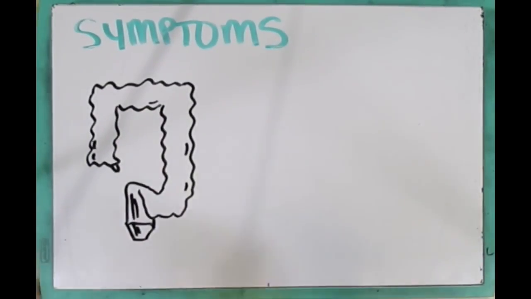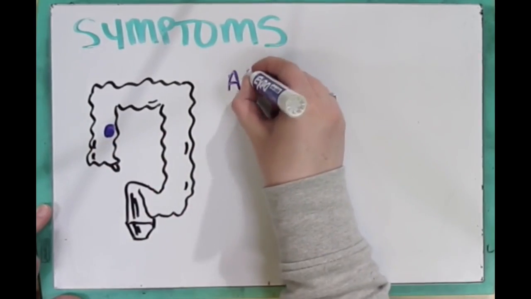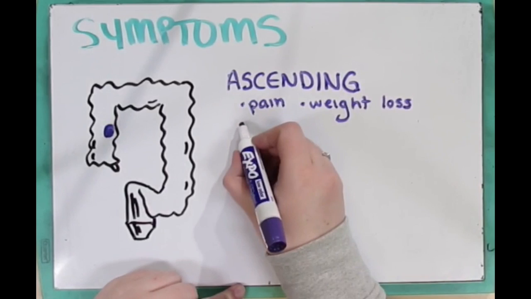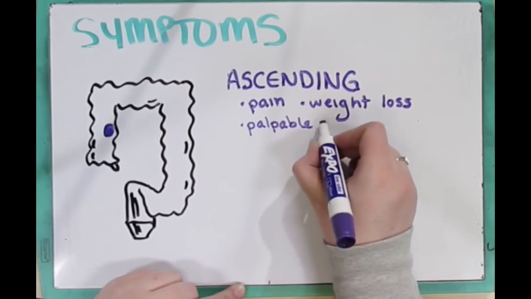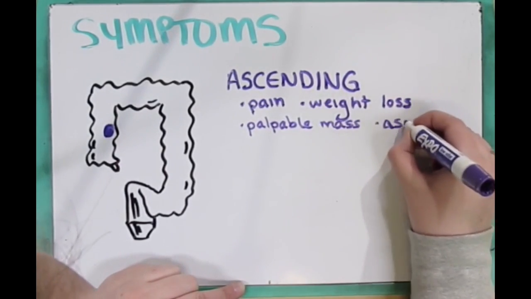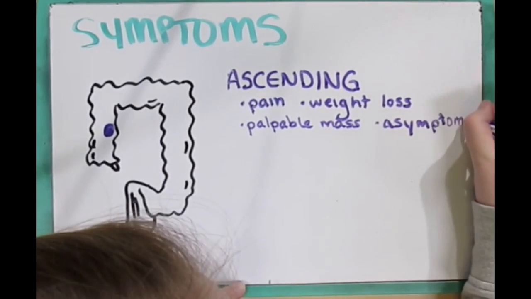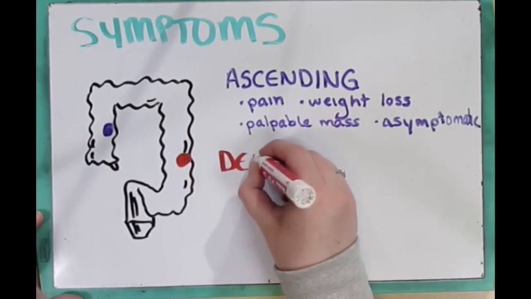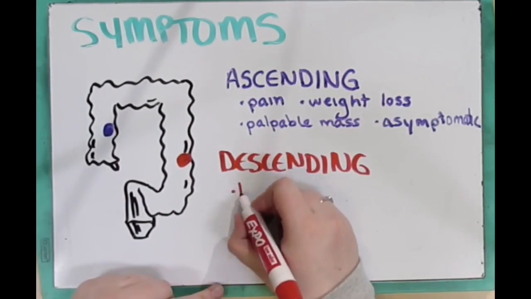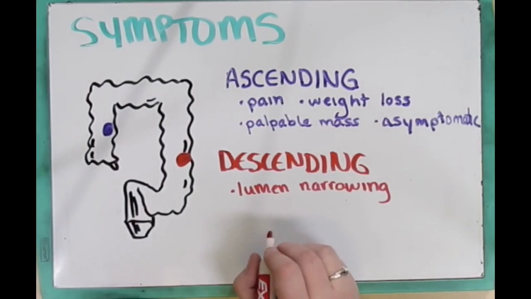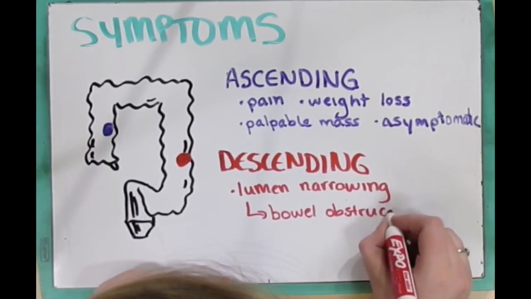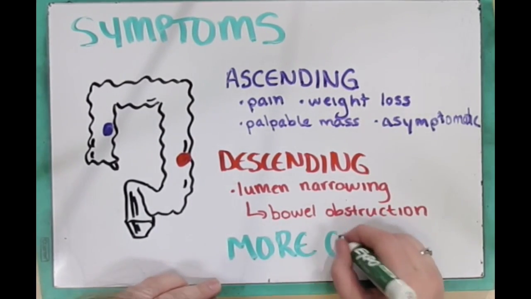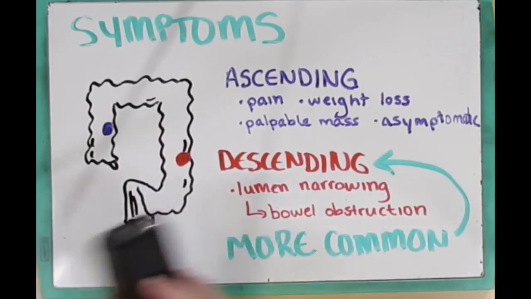Symptoms depend on where the growth is in the colon or rectum. When a growth is in the ascending colon, it is beyond the mucosa and pain and weight loss occur. Depending on the stage, a palpable mass can be felt, but many remain asymptomatic until the growth is very large. When a growth is in the descending colon, the mass typically causes lumen narrowing, which leads to early bowel obstruction. Growths in the descending colon are more common than growths in the ascending colon.